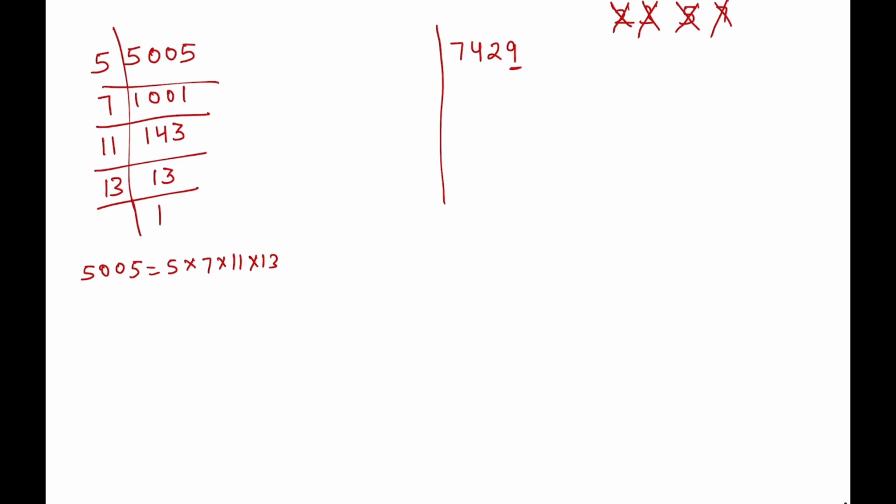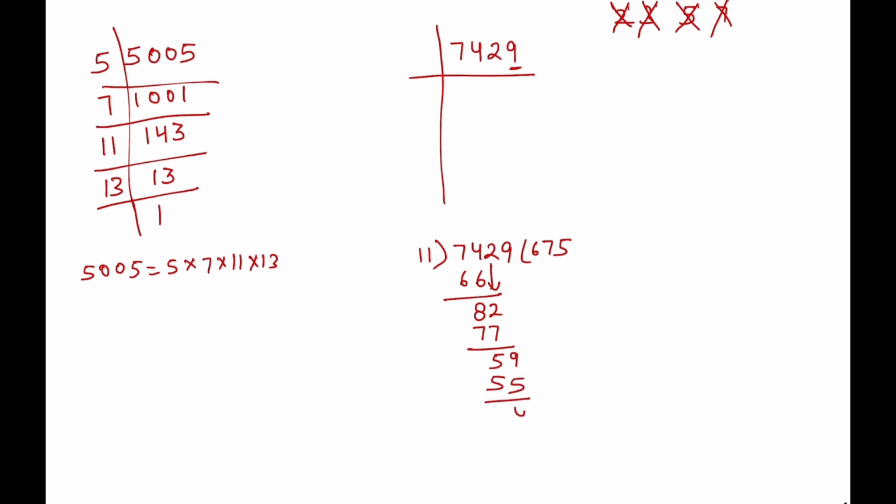Now, after 7, 11 is the next prime number. So, for 11, let us divide it here. Then it will be easy to understand for you. So, 11 sixes are 66. Then, when we subtract it, it will come 8. Then 2 will come over here. Then 11 sevens are 77. Then the remainder will come 5. And then 9 will come here. Then 11 fives are 55. So, we cannot divide it by 11 because 4 is the remainder here.